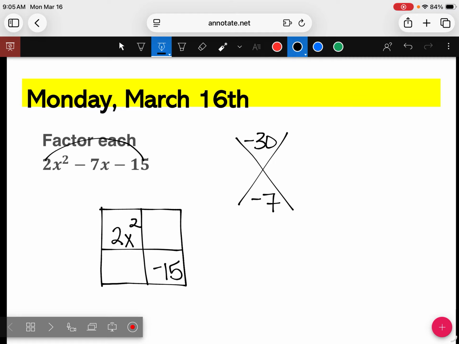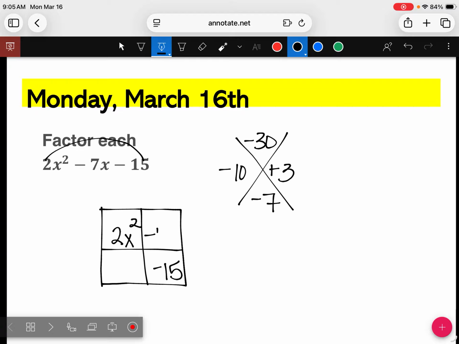Two numbers, they multiply to -30, add to -7. You are correct. All right, so we got -10 and +3. Who had that for their 2 numbers?